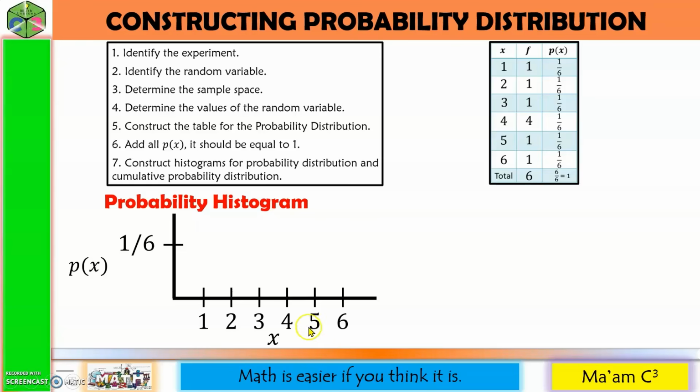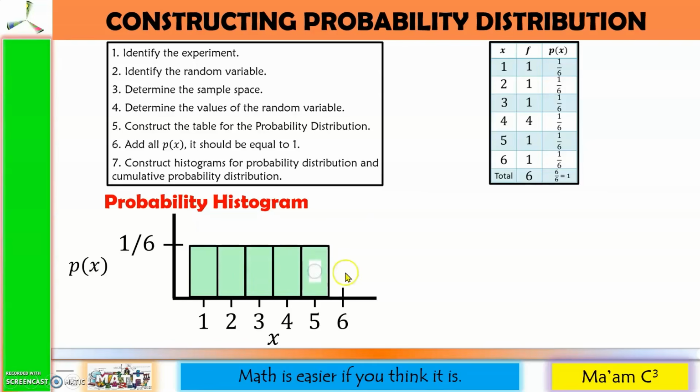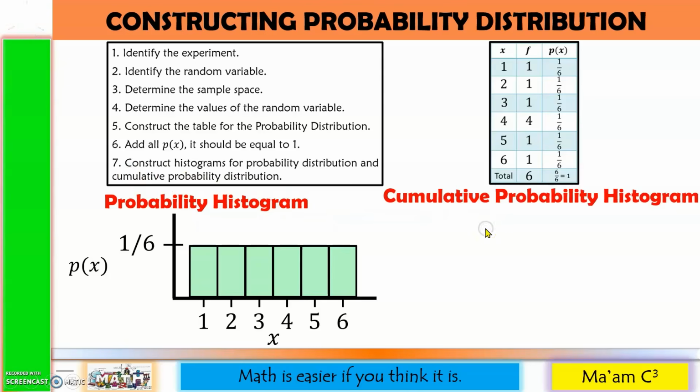Now, we draw our bar graph. So, for 1, the probability is 1 over 6. For 2, also 1 over 6. Same with 3, 4, 5, and 6. This is our probability histogram. Next is the cumulative probability histogram.